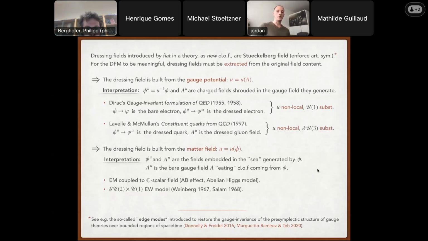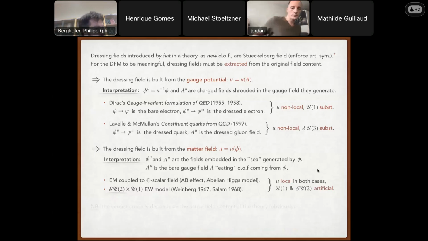But in both these examples, it turns out that the dressing field that you can find in those frameworks is local, right? So I would conclude, in the light of the criterion we've been talking about, that U1 and SU2 in both those theoretical frameworks are artificial gauge symmetries.